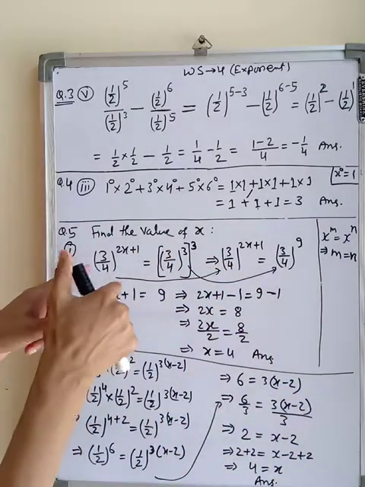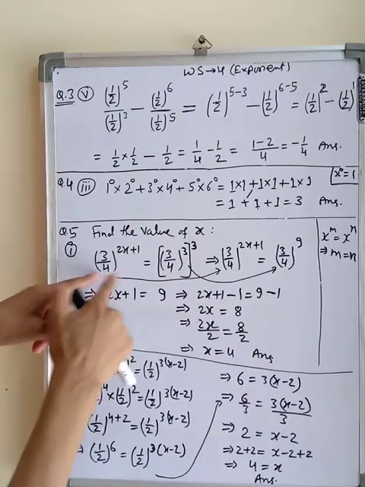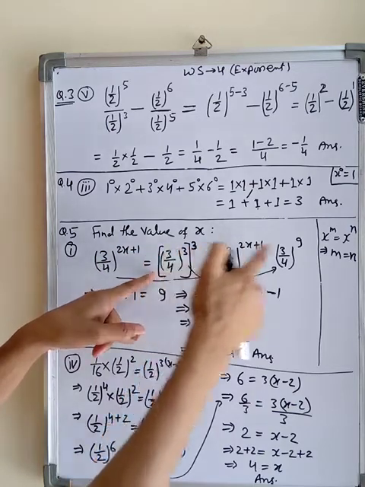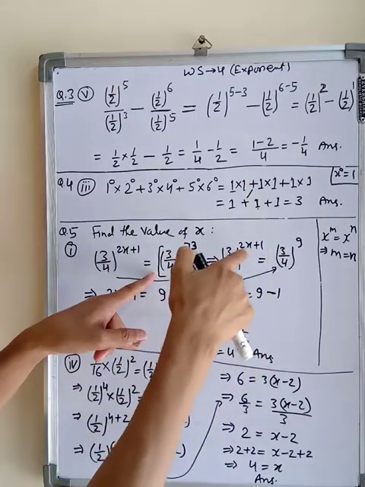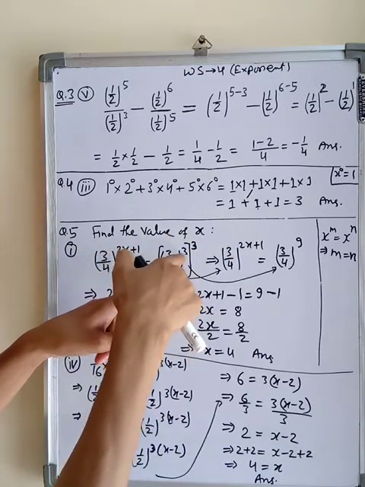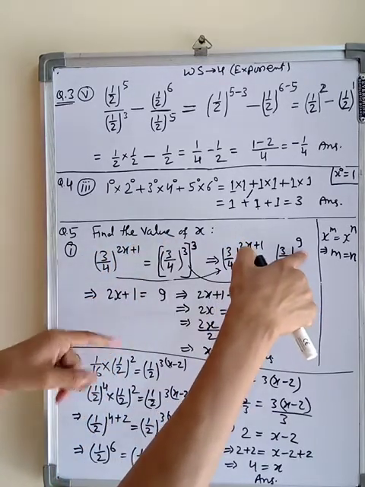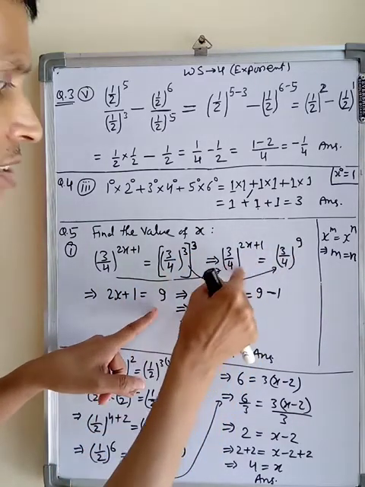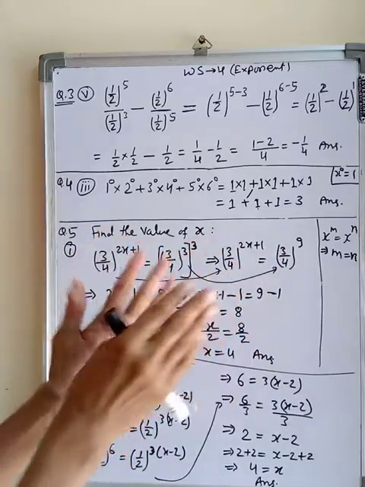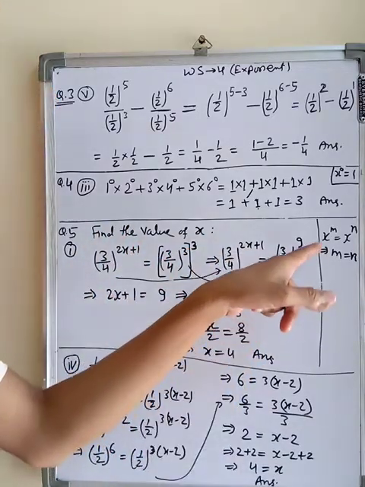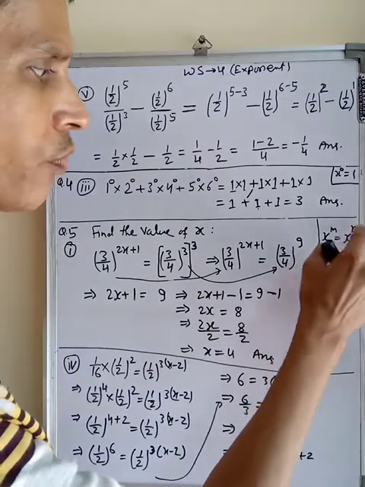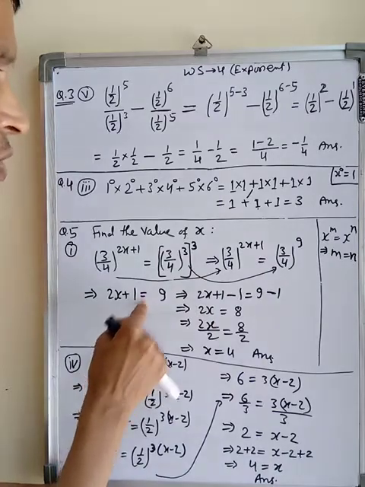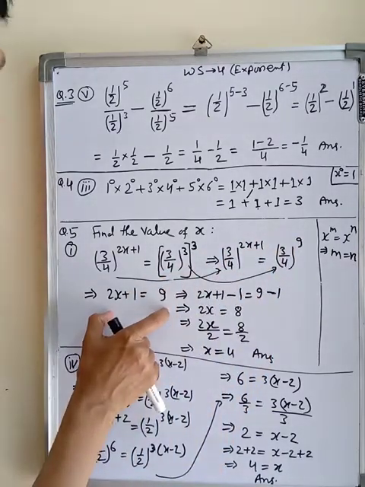So our duty is to make the bases same. So how will we make the base same? 3 upon 4 is this base, 3 upon 4 is this base, and 3 multiplied by 3 will become 9. So (3/4)^(2x+1) and (3/4)^3 is 9. Here I have written 2x plus 1 here and 9 here. And where have 3 upon 4 and 3 upon 4 gone? By this law, if the bases are same, we can equate their powers. So I am equating their powers: 2x plus 1 is equal to 9.